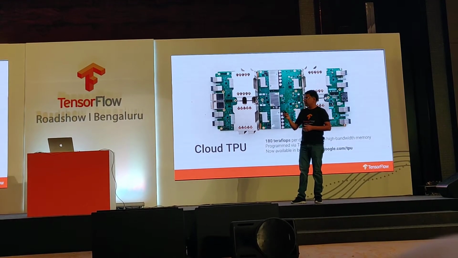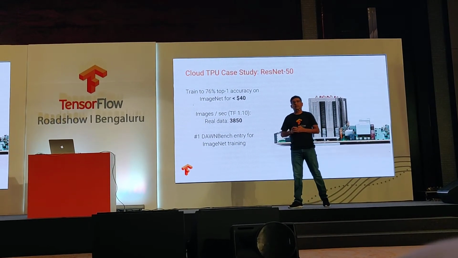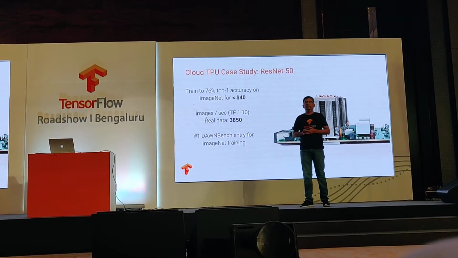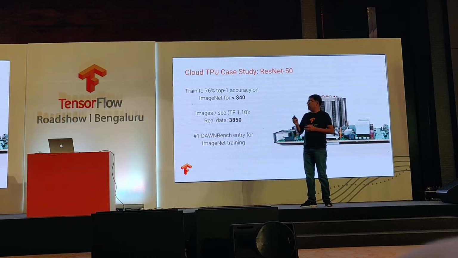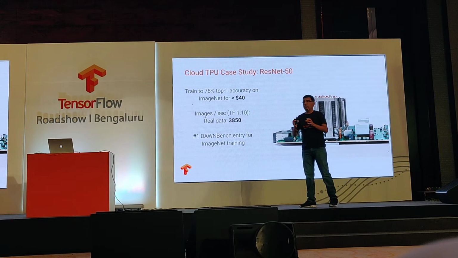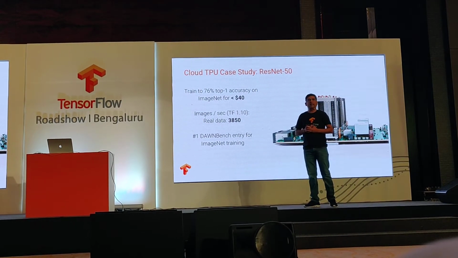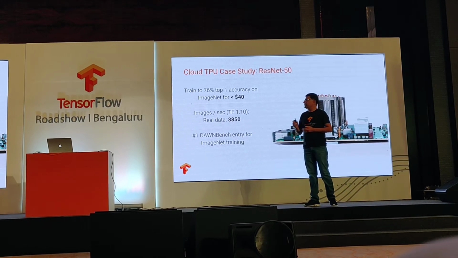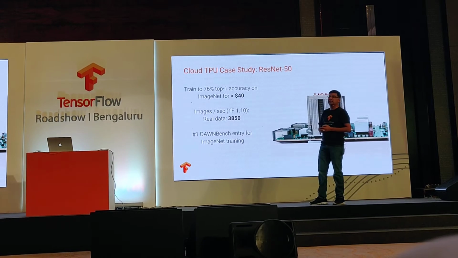So let's see what's possible with these types of devices. Here are some benchmark results on the ResNet 50 model, which is a very commonly used model for image classification and used for benchmarking. On a single cloud TPU board, we were able to train the ResNet 50 model on the entire ImageNet data set for a cost of less than $40 with an image throughput of more than 3,800 images per second.